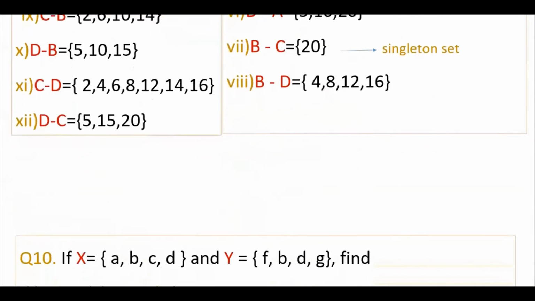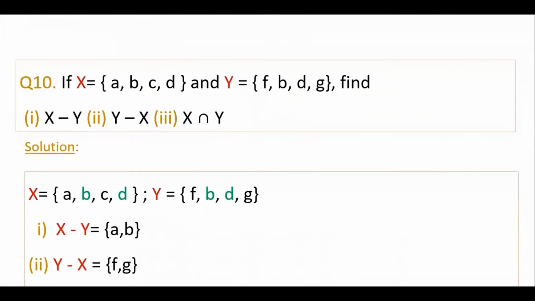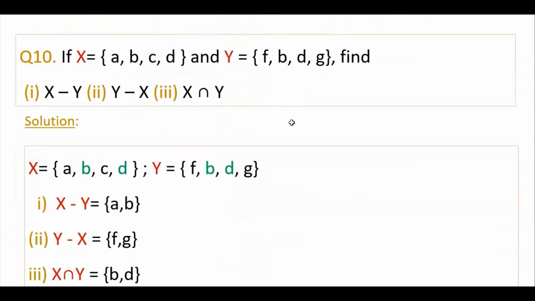And next problem, question 10. Here there are two sets given. X is equal to {A, B, C, D} and Y is equal to {F, B, D, Z}. You have to find these values: X minus Y, Y minus X, X intersection Y. So first write the given sets here. The common elements are B and D here.